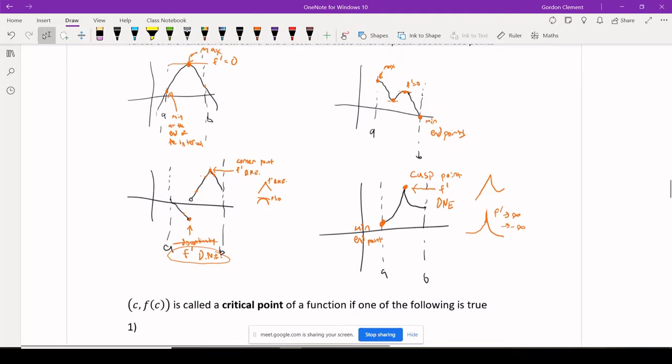And my claim is these are all the options for a max or a min. If you have a max and min between two values, it's either going to be an endpoint, a nice turning point where the derivative is 0, or if there's something funky going on, the derivative is not going to exist at that point.